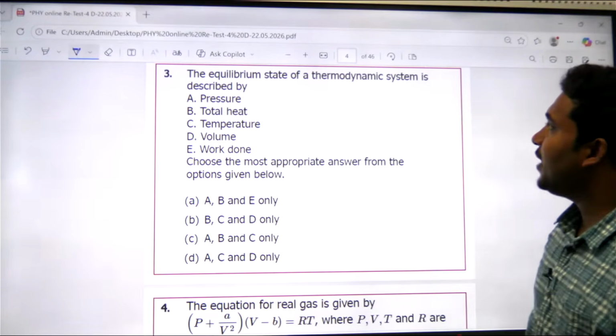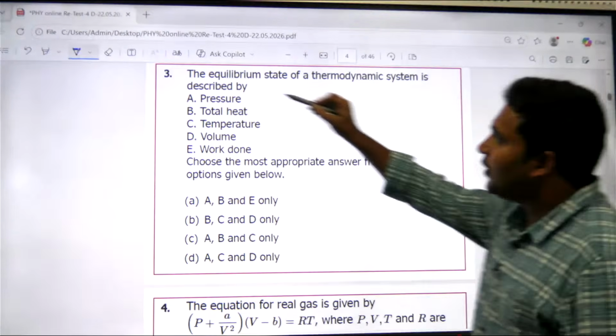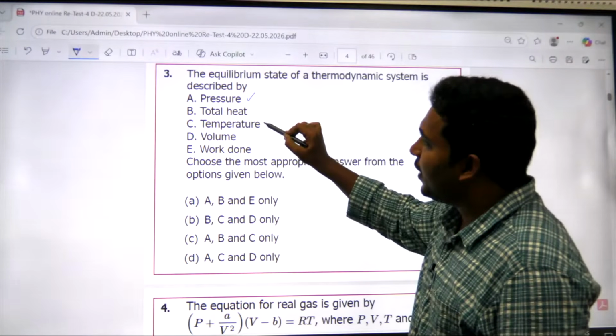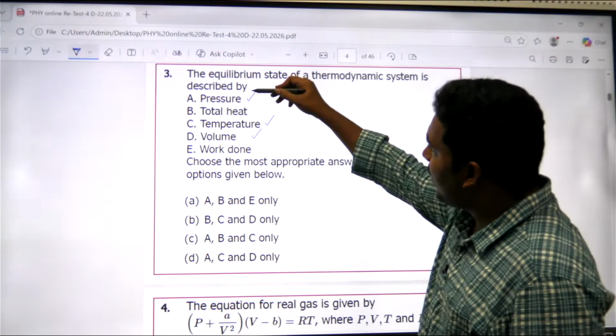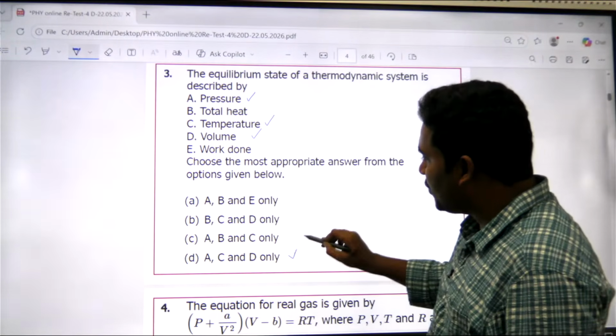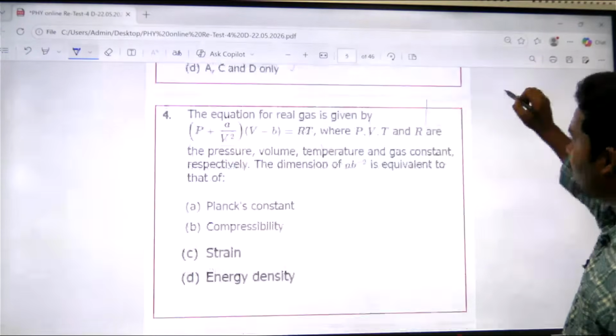The equilibrium state of a thermodynamic system is described by which of these? We know that it is described by pressure, temperature, and volume. So it is A, C, and D. It is option D. Going to question number 4.